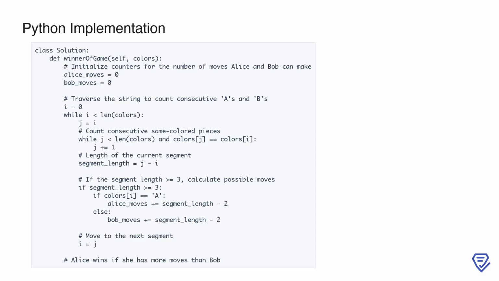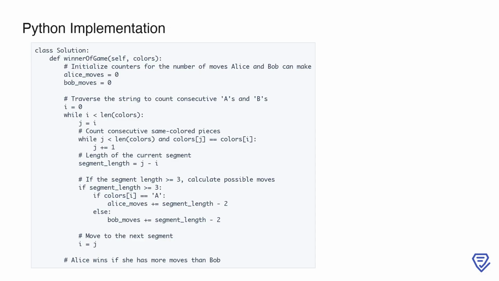The outer loop begins at index i, and within it, we use another pointer, j, to count how many consecutive pieces have the same color. This continues until we encounter a different character or reach the end of the string. Once we determine the length of the current segment, we check if it is greater than or equal to 3, since a move can only be made if there are at least 3 consecutive pieces of the same color.